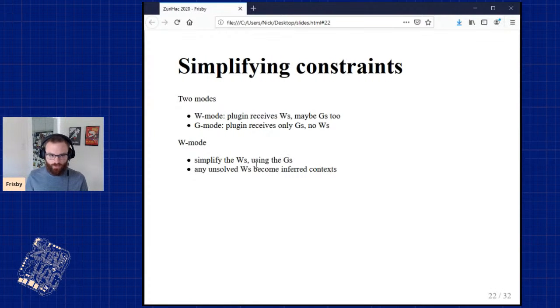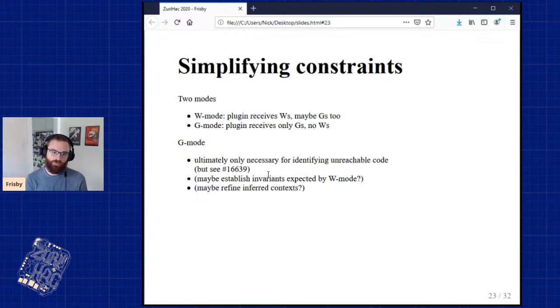So W mode is what we expect plugins to do. You receive wanteds and givens, and you're supposed to simplify the wanteds. It's okay if you don't solve all the givens or all the wanteds, because those will become the inferred context, if that's possible, or it'll be a type error, which will be appropriate. In G mode, it's a little more mysterious. As far as we can tell, the only necessary reason for G mode to exist is to identify unreachable code.